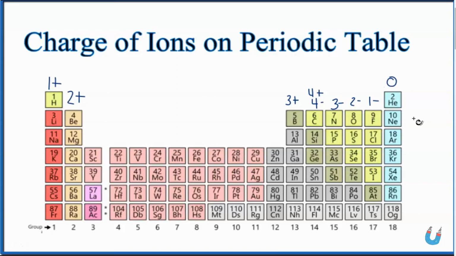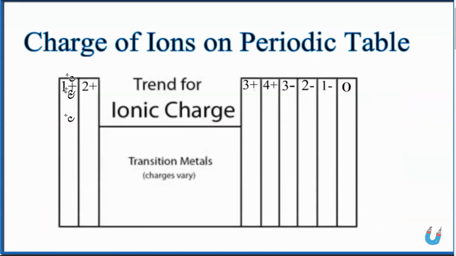You can kind of think of it this way. Group 1 is 1 plus, we go 2 plus, skip the transition metals, 3 plus, 4 plus or minus, 3 minus, 2 minus, 1 minus, 0. It's kind of like a mountain there. That's the trend for ionic charge. But this is a general trend.